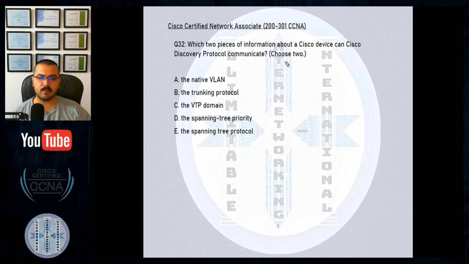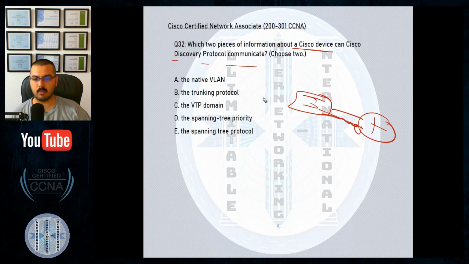32. Which two pieces of information about a Cisco device can CDP communicate? Two things that will be communicated between two Cisco devices, one link will be enough, that are using CDP between both of them. Number one, the native VLAN. Let's make it a switch. Maybe. Number two, the trunking protocol.